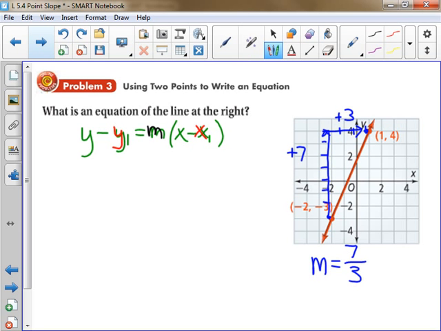Now there's 2 points listed on the graph. You just need one of them. I'm going to pick the easiest one, this one. It looks easier to me. If you decided to choose the other point, your answer would be just as correct.